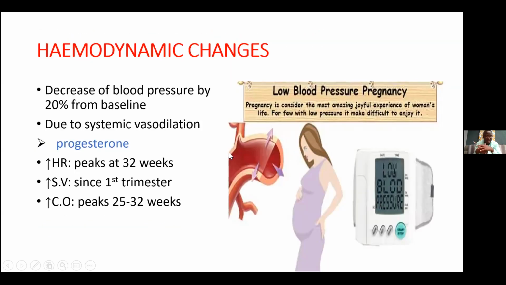The heart rate will increase with a peak at 32 weeks. The stroke volume will increase and the cardiac output will increase, with a peak at 32 weeks. So the low blood pressure is considered to be normal. So next.